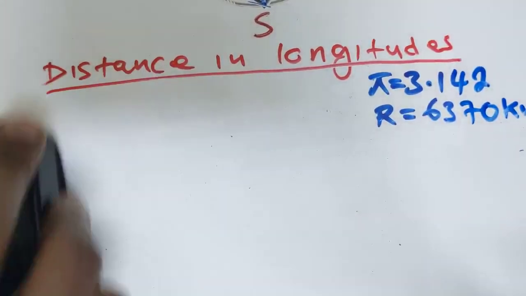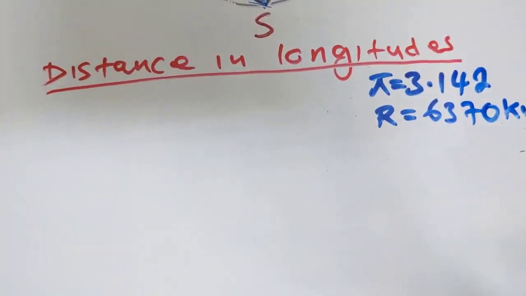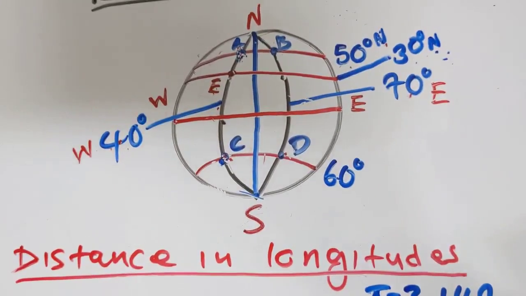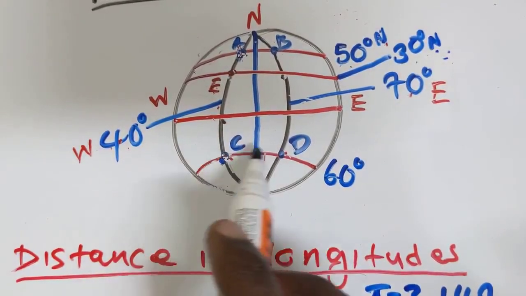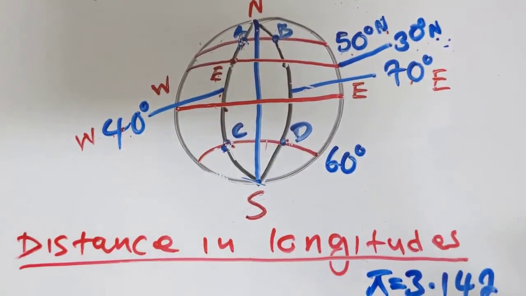Now let's find the distance in latitudes. The distance in latitude. Let's say you are told to find the distance between C and D. So the distance in latitudes.